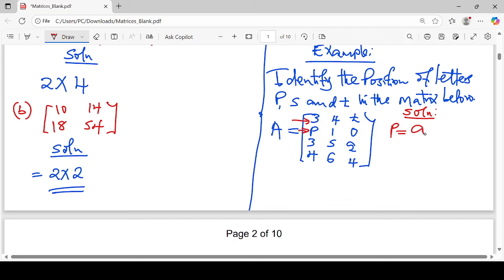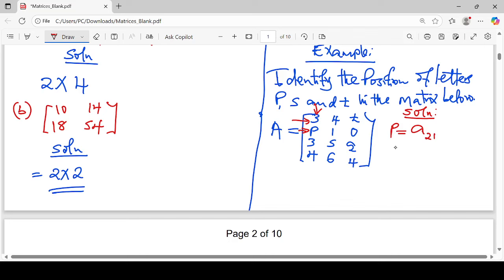So after the letter a here, I'm going to put 2 to show that I'm looking for an element in matrix A that is in row 2. Then what is the column of element P? It is in column 1. So 2, 1. If I want to search for it, in matrix A, row 2, column 1, I'll be finding element P. That's how you interpret that.